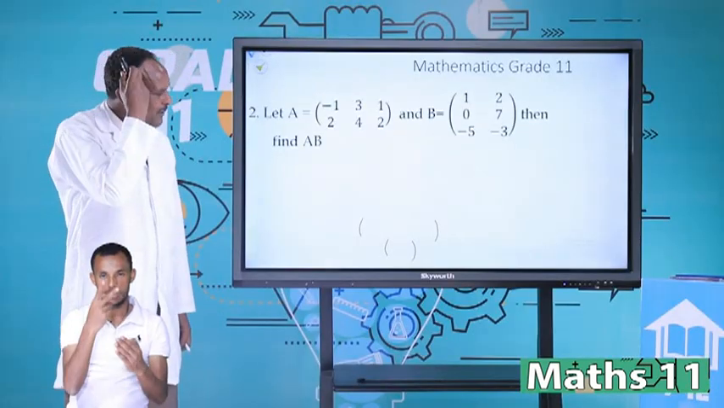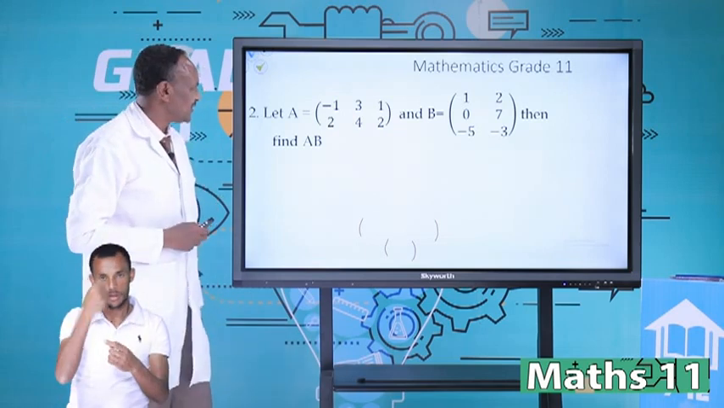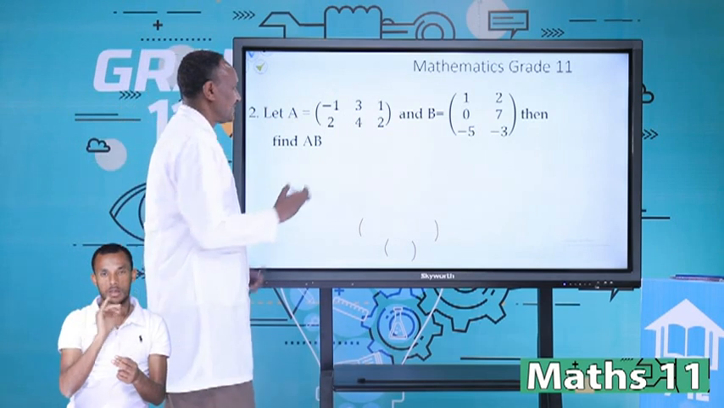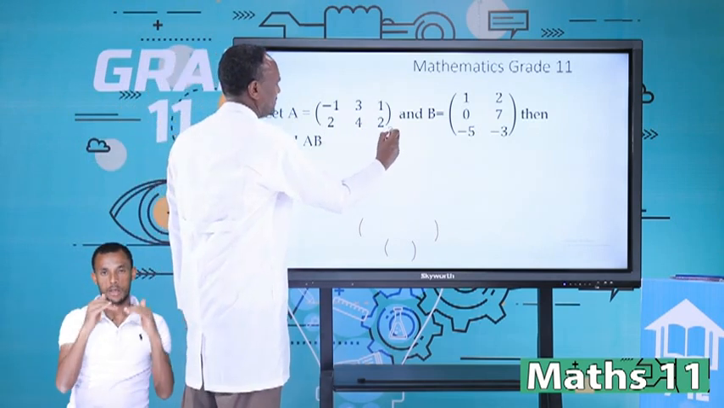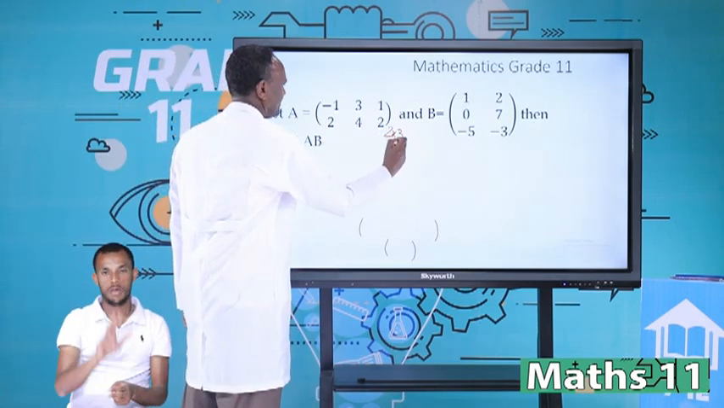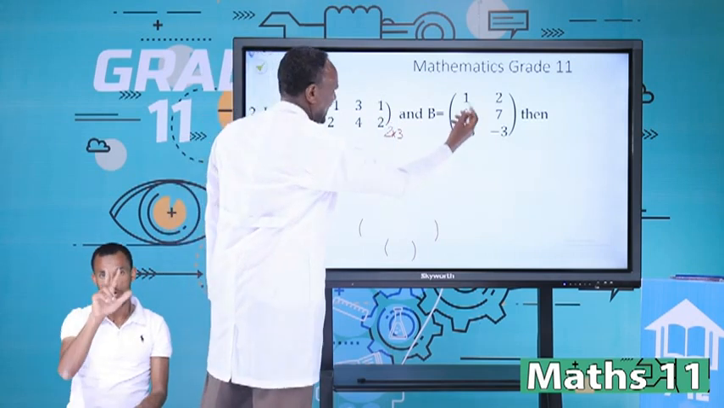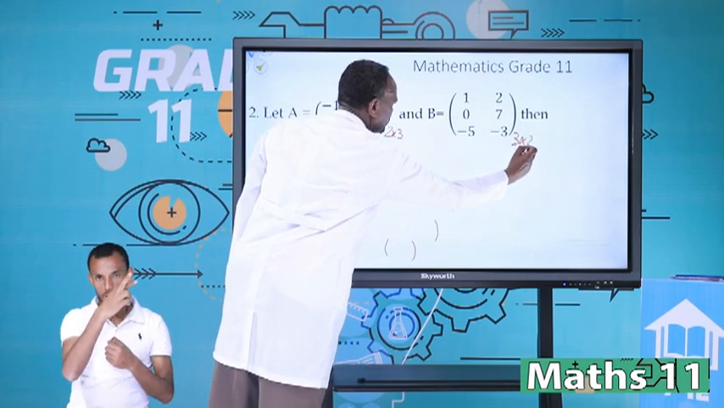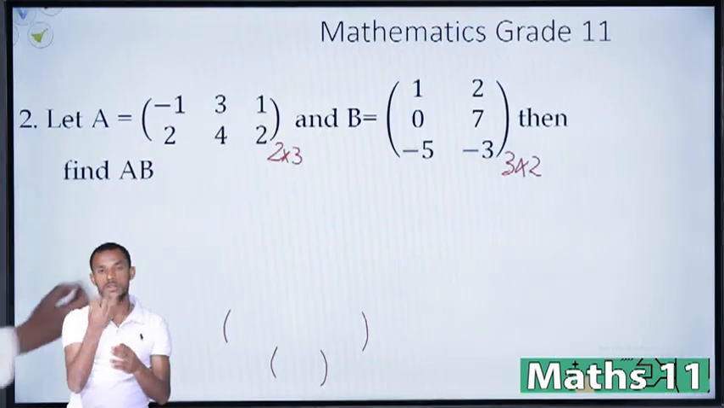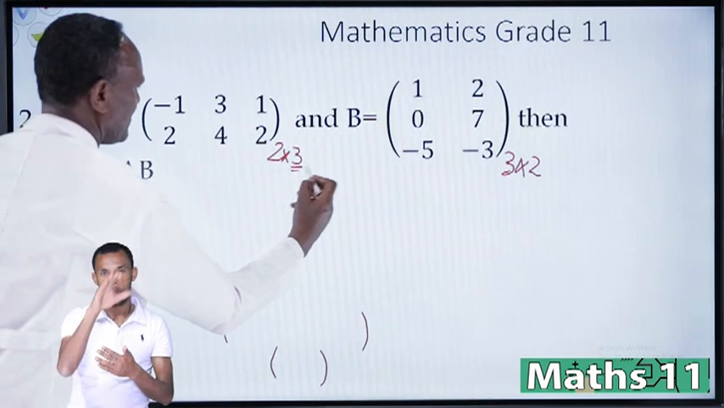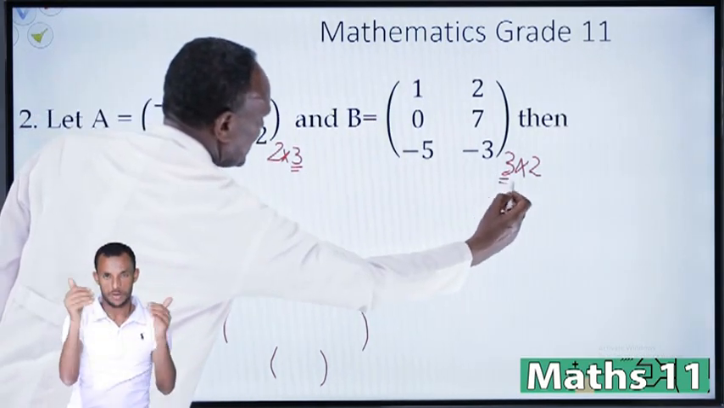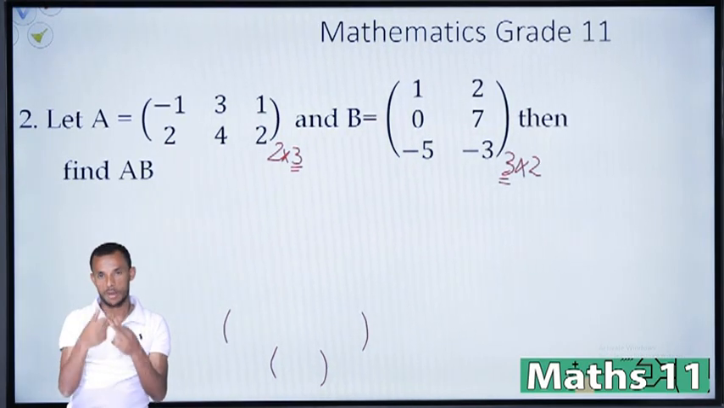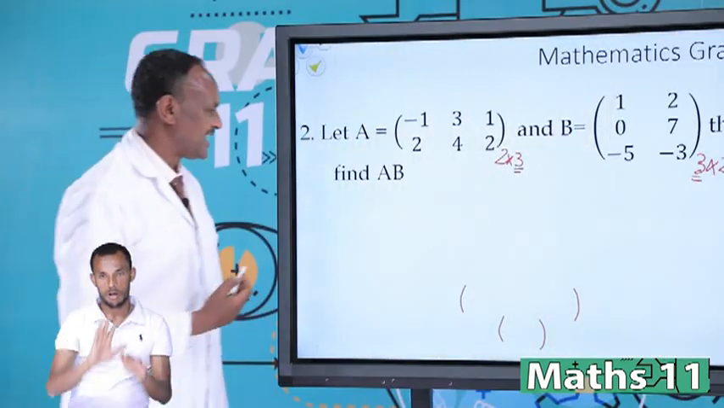Let's see the next one. How is it possible to find the product of A with B? A is a matrix having size 2 by 3. B is a matrix having 3 rows by 2 columns. So the number of columns of the first matrix, 3, is equal to the number of rows of the second matrix. So multiplication is defined. How do you find the product?